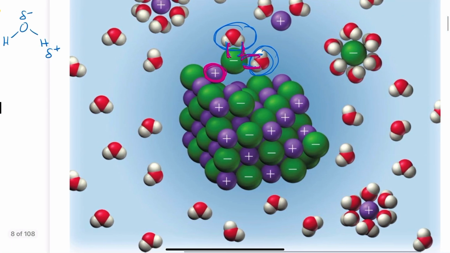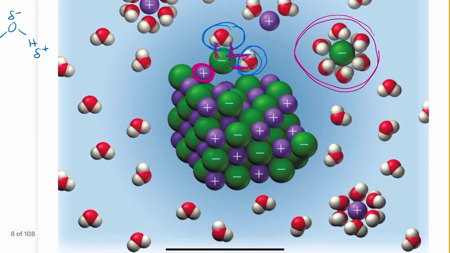But it gains a fan club. It now has 6 waters hanging out with it, all donating positive charge through those hydrogens. It's kind of like, you know what, I like the charge over there better. They're completely surrounding me. And the water molecules surround it and pull that chloride away from the crystal.